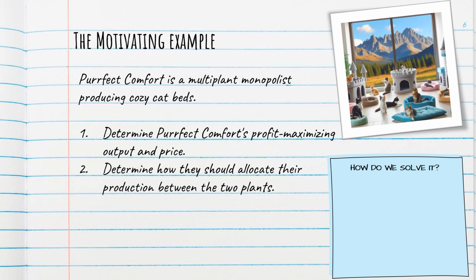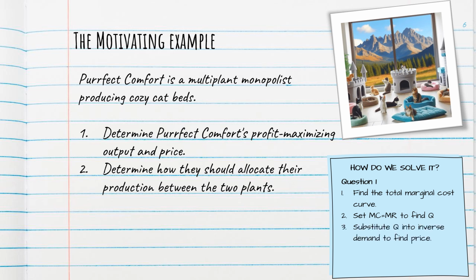How are we going to solve this question? Well, to answer part 1, we're going to find the total marginal cost curve by horizontal summation, and then we're going to set that total marginal cost curve equal to marginal revenue to find Q. Once we know Q, we substitute it into the inverse demand curve to find price. So this is a standard monopoly question with a twist, and the twist is that the first thing we need to do is find this total or aggregate marginal cost curve.